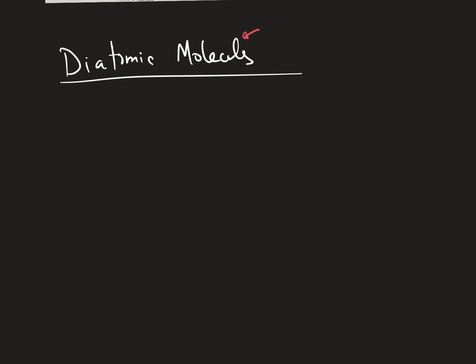Okay. Before we continue on, let's talk about the diatomic molecules. The word molecule means a covalent compound. What does the prefix di mean? Two, right? Atomic, so two atoms of the same element.